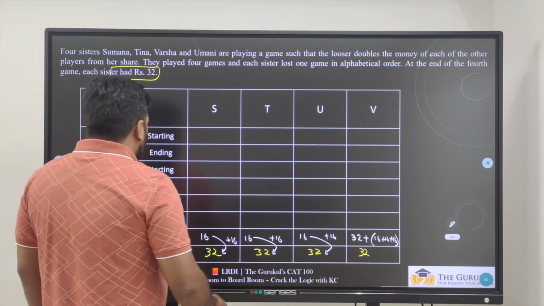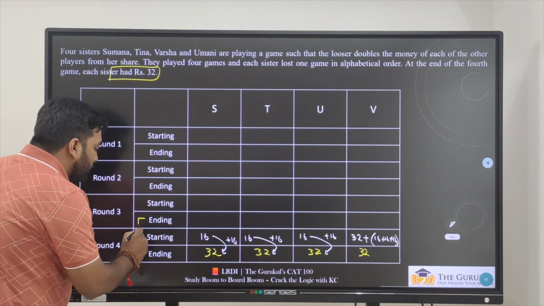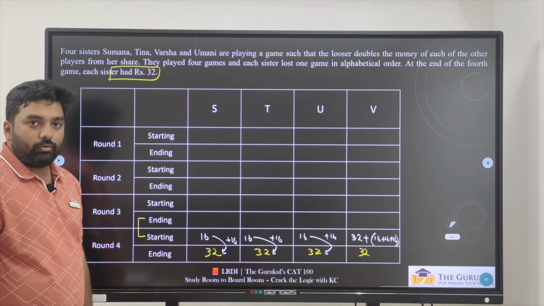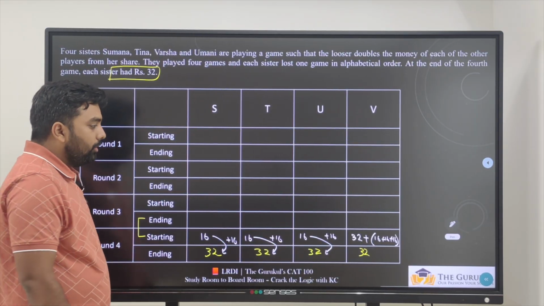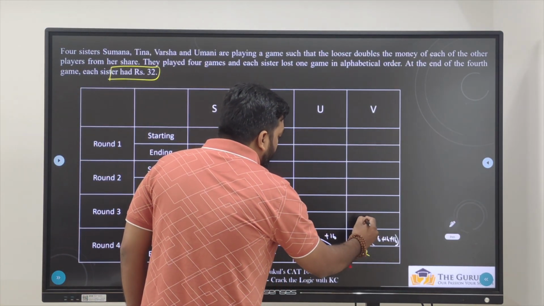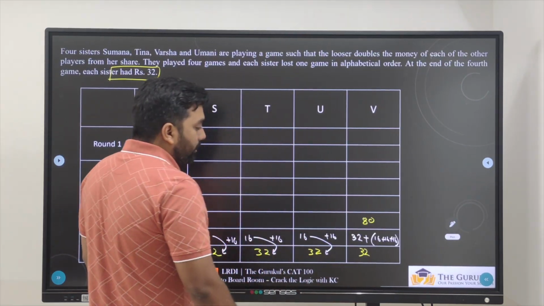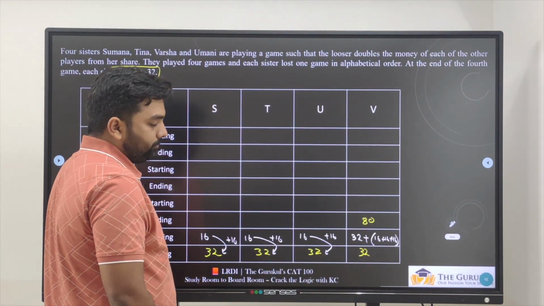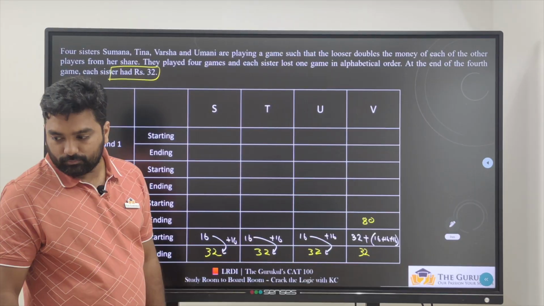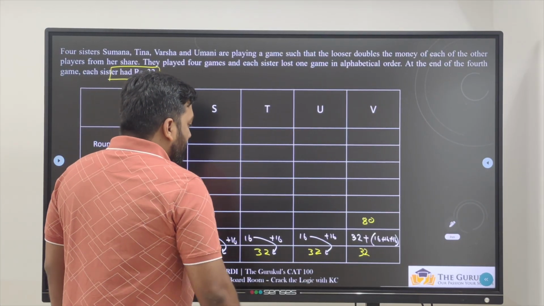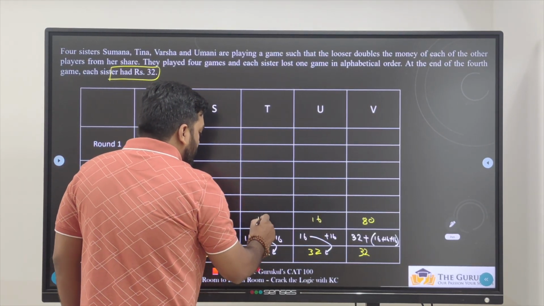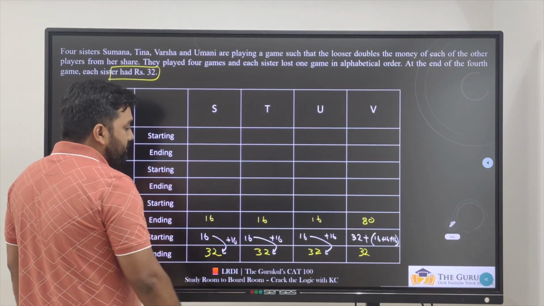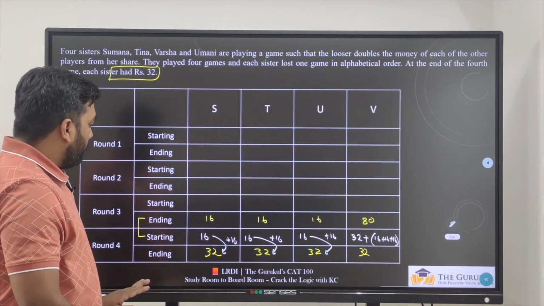Perfect. Which means, can I say the ending of the 3rd round equals the starting of the 4th round? Nothing is happening in between those two. So the amount left out will be 80 rupees here, 16 rupees here, 16 rupees here and 16 rupees here. One round is completed.